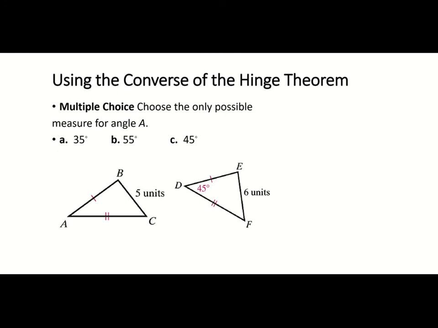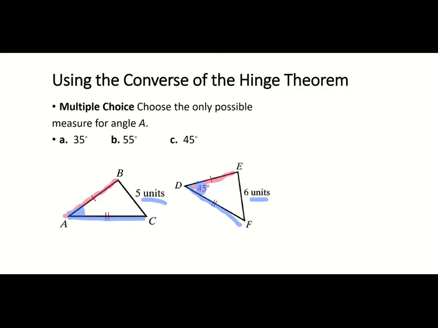Okay, now they want us to choose the only possible measure based on the ones given for angle A. Again, I know that side AB is congruent to DE, and side AC is congruent to DF based on the tick marks. And then I know that angle D is 45 degrees. I do not know angle A, but that's the one we're trying to figure out. However, I do know that the side opposite the 45-degree angle is 6 units, and the side opposite angle A is 5 units. So 5 is less than 6.